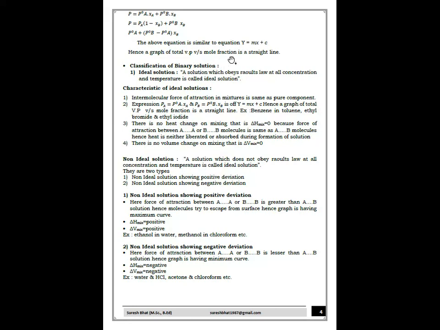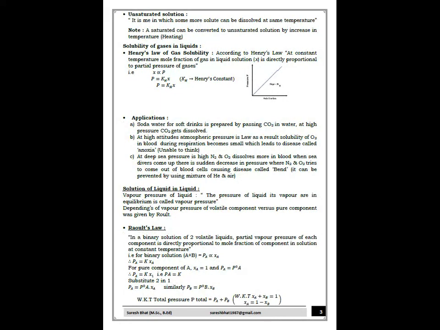So in Raoult's law, it is very important to remember the statement, students. If you're unclear with any part, maybe with respect to the expression part. Now remember, I had told earlier, I have taken beaker A.